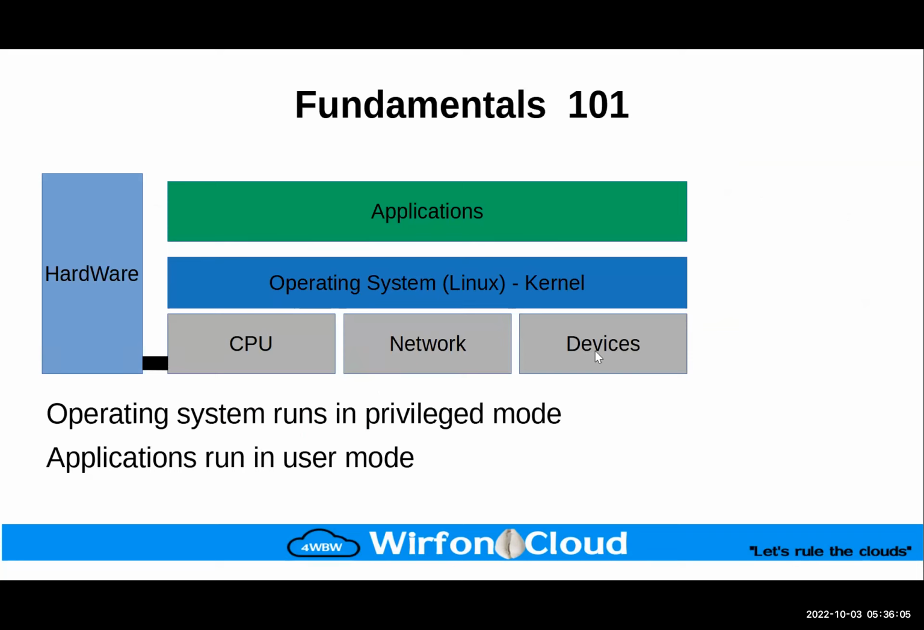Again, your computer always has hardware, which is the CPU, the network, and devices like storage and other things. And then it has an operating system. Here it's the Linux one, but you could have a Windows operating system. Linux is a kernel. And then you have applications that run on top of your operating system, which could be your Word, your PowerPoint, your WordPress, for example, or a music software on your computer.